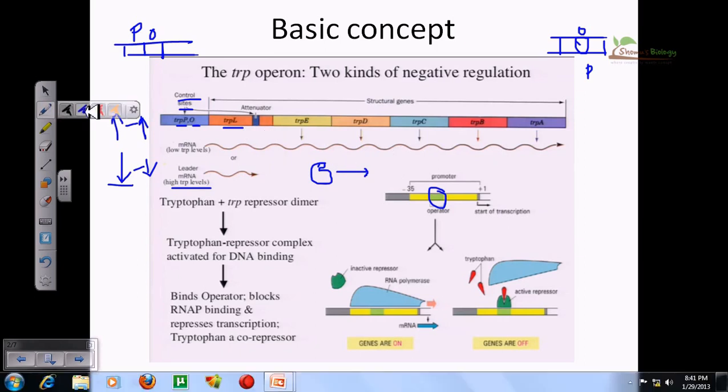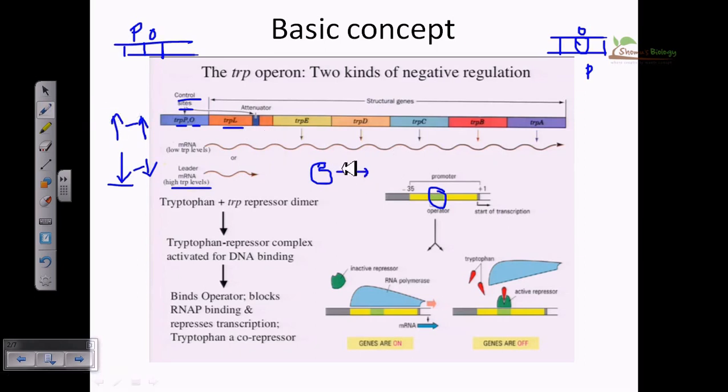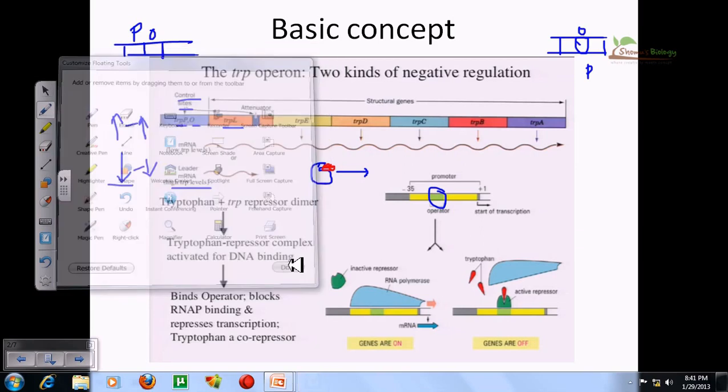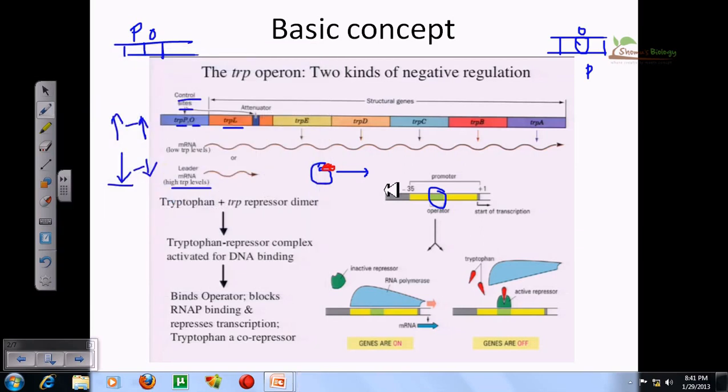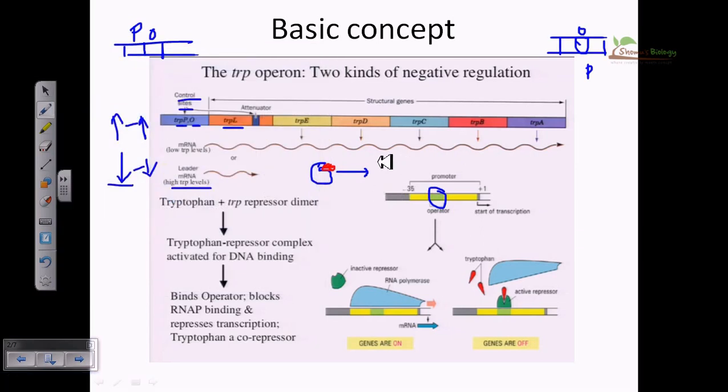So let me pick another color for the tryptophan. This red thing is the tryptophan. So tryptophan comes and binds with this repressor protein. As a result, the structure of the tryptophan repressor changes, and it changes in such a way that this repressor protein can now easily bind with the DNA operator region, right?